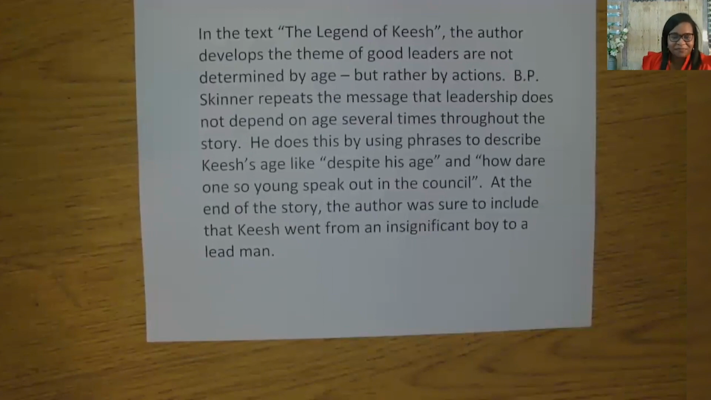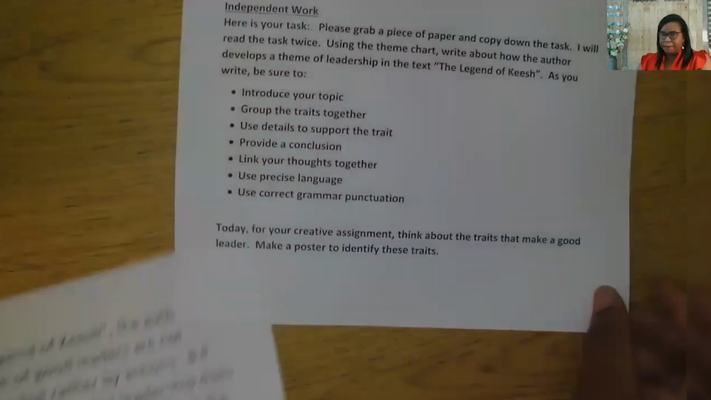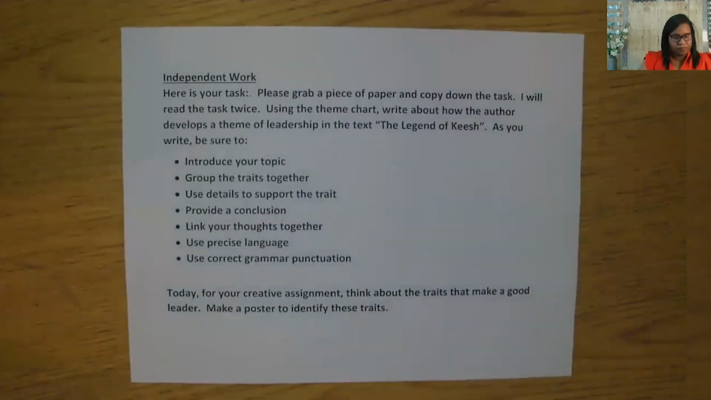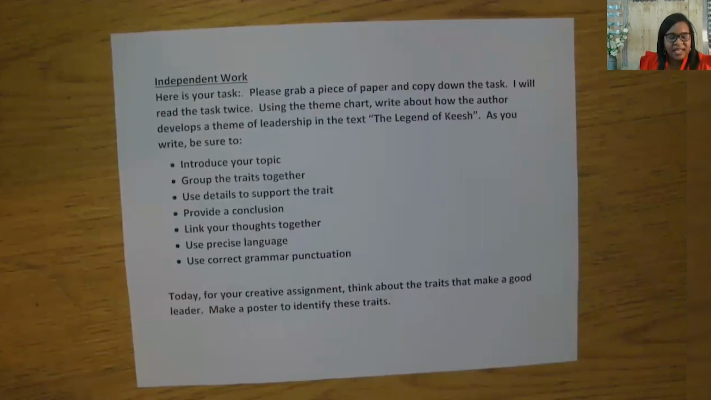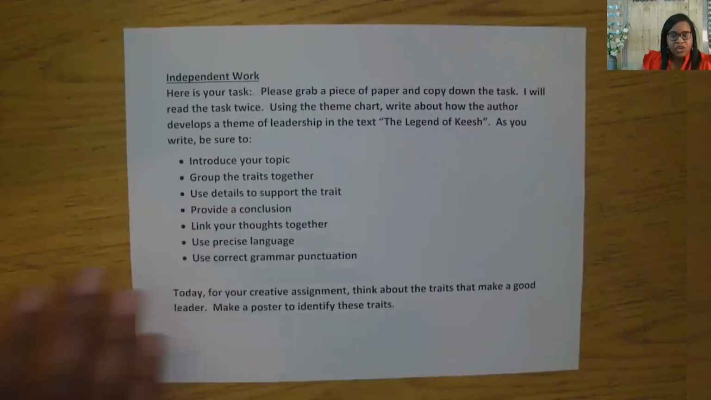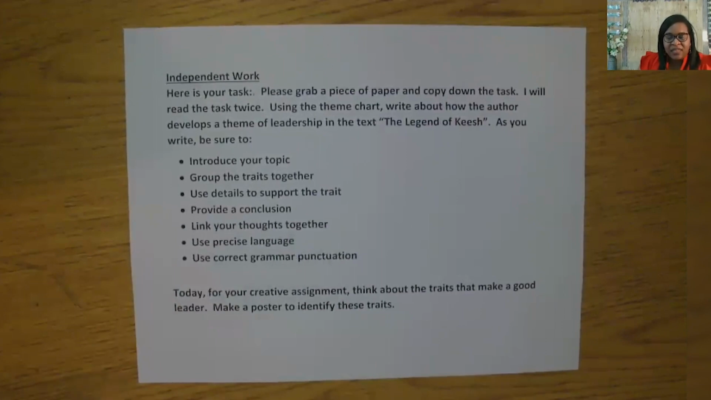Now it's your turn. Here's your task. Please grab a piece of paper and copy down the task. I will read it twice. Use the theme chart. Write down how the author develops a theme of leadership in the text, The Legend of Keesh. As you write, be sure to introduce your topic, group the traits together, use details to support the trait, provide a conclusion, link your thoughts together, use precise language, and use correct grammar and punctuation.